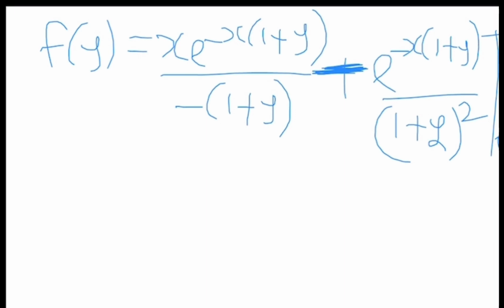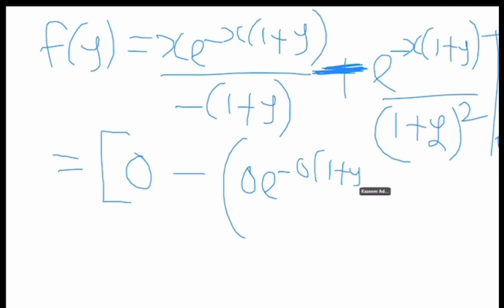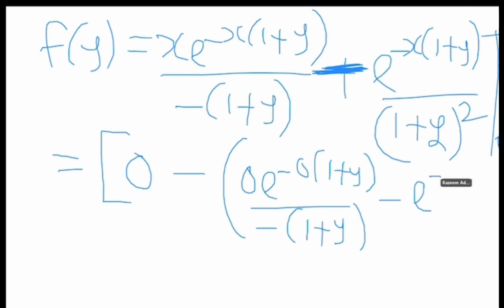Okay, so when you plug in infinity, they're all going to go to 0, right? So don't forget, the whole of that actually gives 0, then minus, when you now plug in 0. So when you plug in 0, we have 0 times 1 plus y, divided by minus 1 plus y, minus e raised to power minus, don't forget you're plugging in 0, 1 plus y, divided by 1 plus y squared.